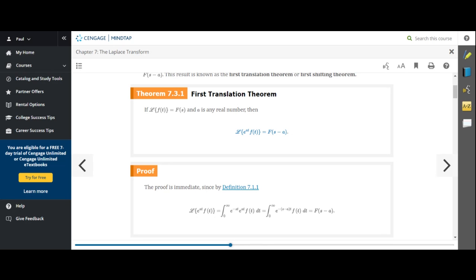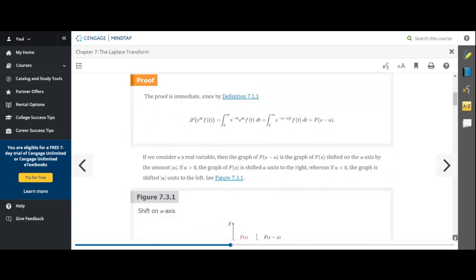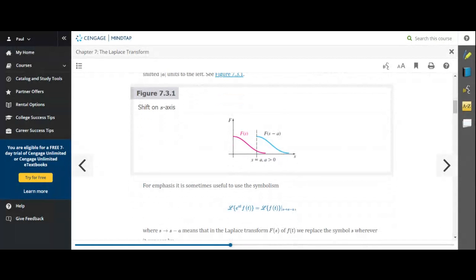Pictorially, they have in the book a nice picture that talks about this shift on the x-axis. You see there, the F of s function is your normal Laplace transform, and if you shift the s by the value a, then that pictorially is what you're doing.